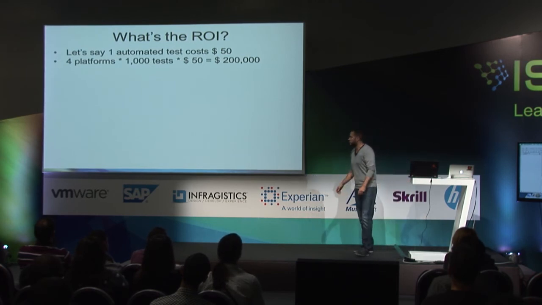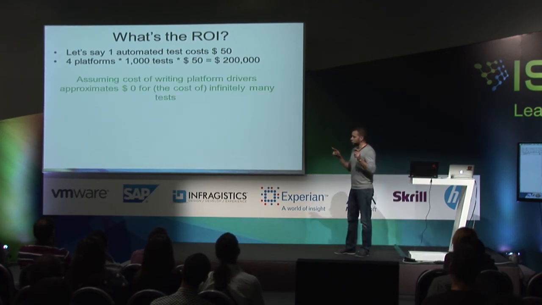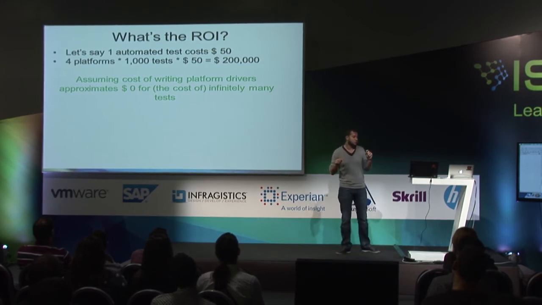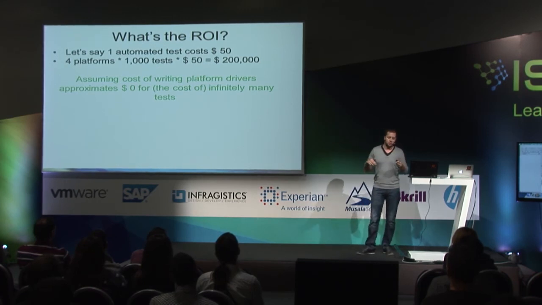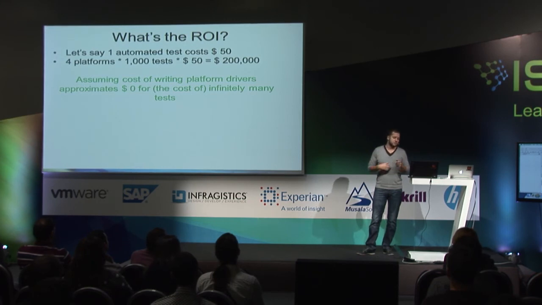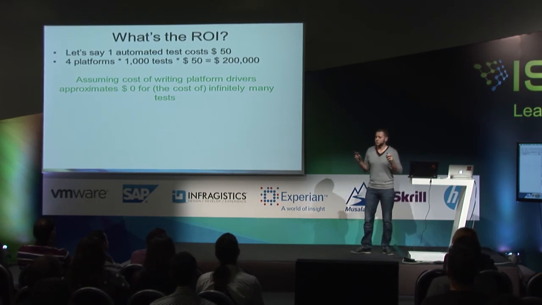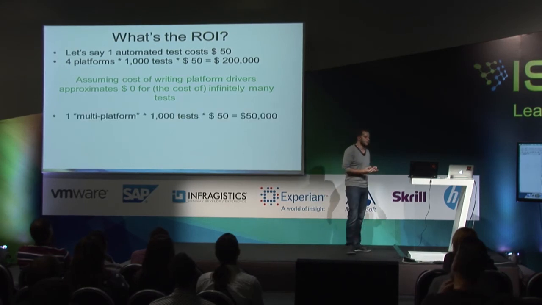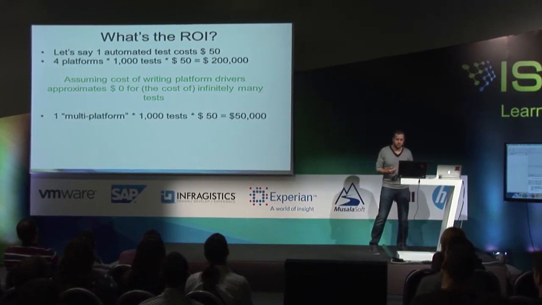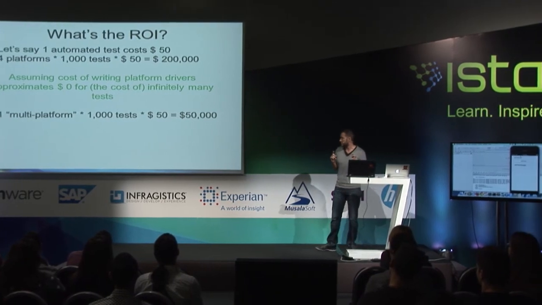in a standard way, which is, you write it for every platform. And now let's assume, this is an assumption, that the cost of writing the platform drivers over time is 0 if the number of tests becomes infinite, okay? And what I mean by this is that it assumes that you have this driver, it has some API, and you just reuse it for all of the tests that you write, okay? You can immediately see the huge difference in price.